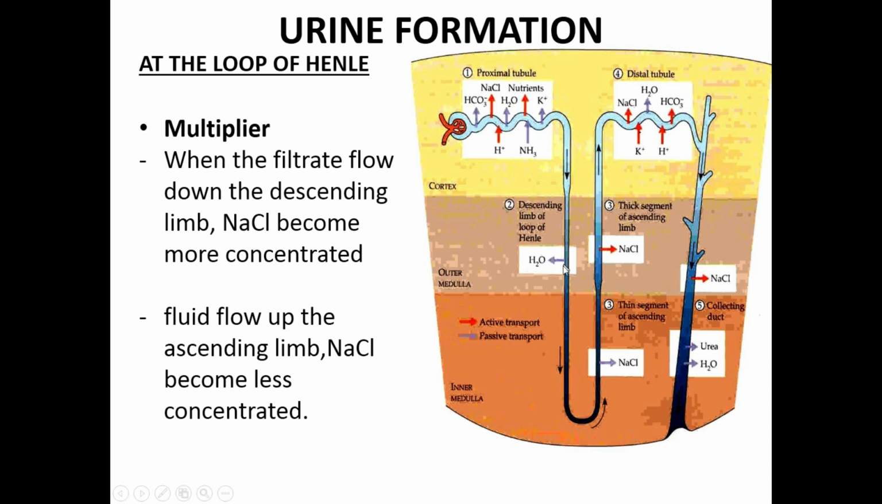Okay, so sampai bawah ini, apa berlaku? Dia ada high osmolarity because water dah keluar. Apa berlaku? Sodium chloride akan banyak dekat filtrate ini. Okay, so dia ada high osmolarity. Apa maksud osmolarity? Okay, bila high osmolarity, maknanya dia ada high solute. Okay, move kepada ascending limb.